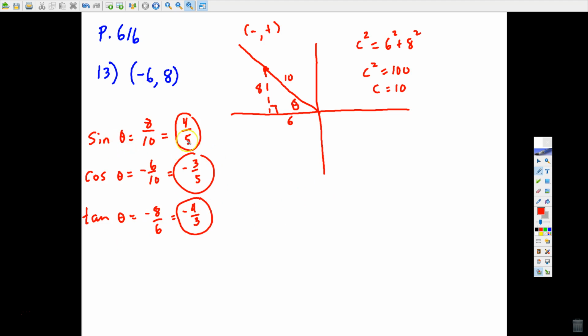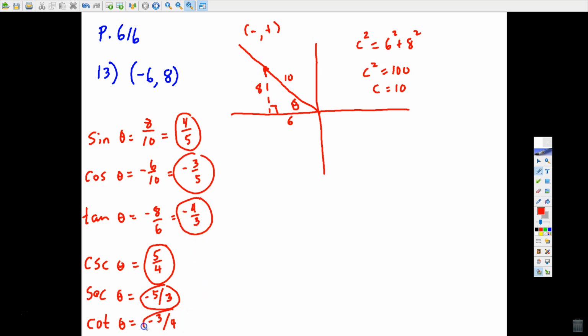And now we just work on the reciprocals. So for sine, the reciprocal is cosecant. And since it's positive, cosecant has to be positive. So we just take 4/5 and flip it over. And we've got cosecant. And for cosine, the reciprocal is secant. Cosine was -3/5, so that means secant is -5/3. And tangent, of course, the reciprocal is cotangent. And tangent was -4/3, so cotangent has to be -3/4. And those are my answers for problem number 13.